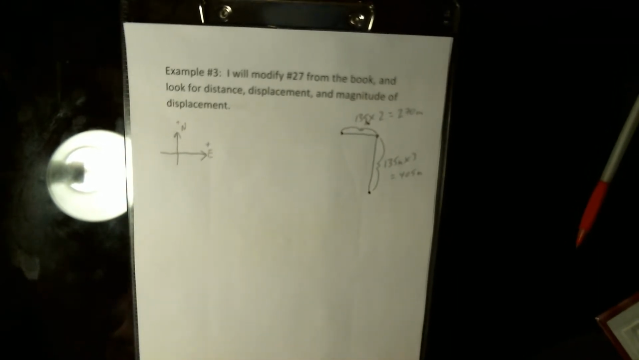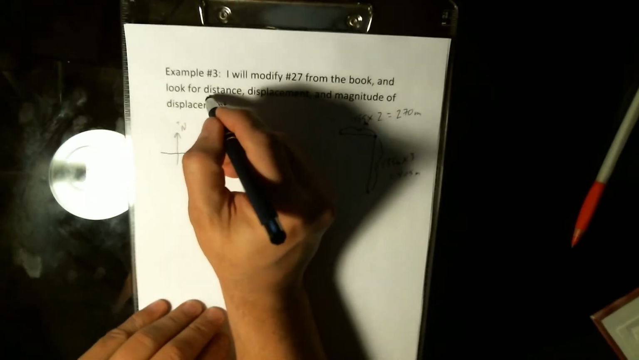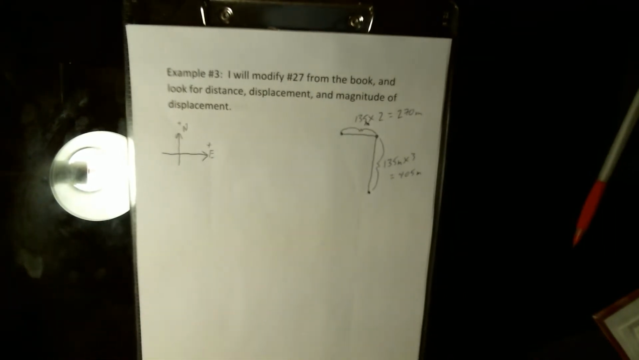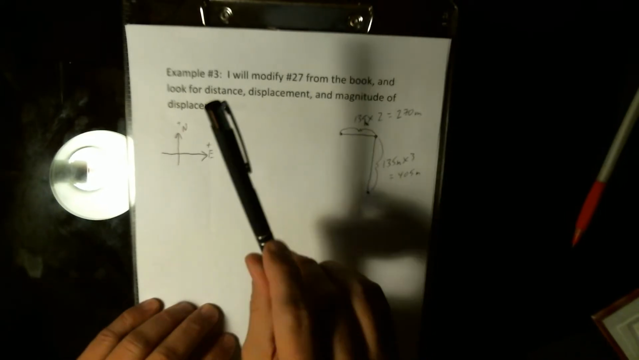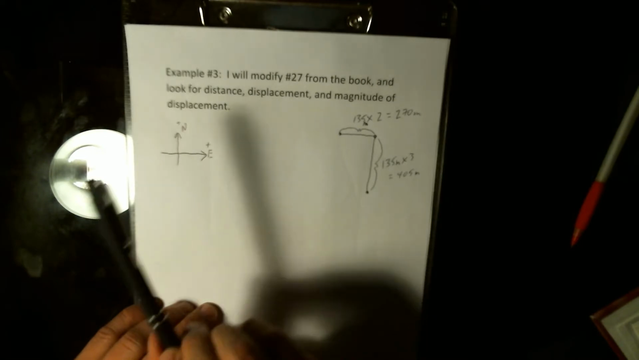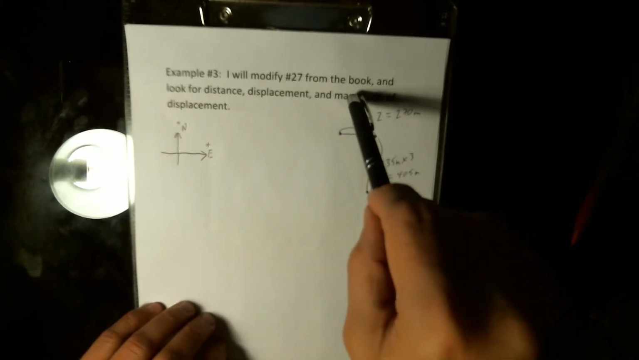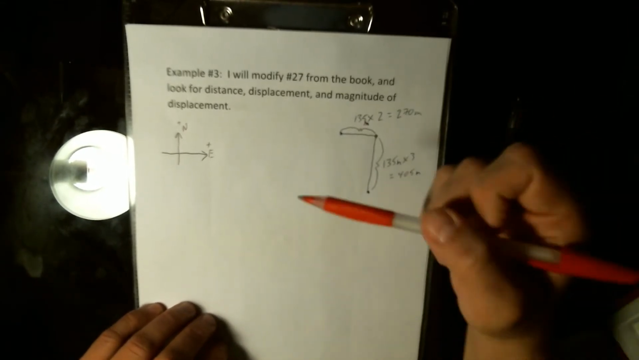I am going to modify this problem, and I'm going to ask you to look for distance, displacement, and the magnitude of the displacement. If you look in the book, it only asks how far you are from your starting point. How far you are from your starting point would be your distance. No, it's not. Sorry, it would be the magnitude of your displacement. How far you are from your starting point is the size of your displacement. So it would be if you drew a straight line from where you start to where you end.